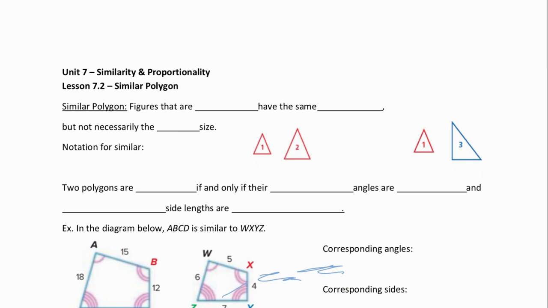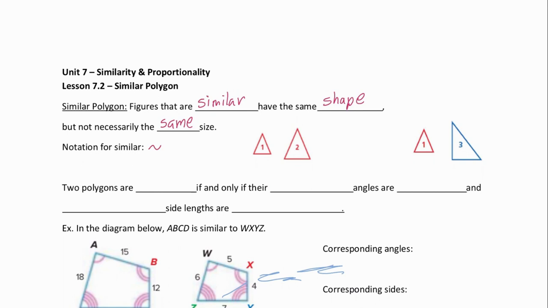Similar polygons are figures that are similar, have the same shape, but not necessarily the same size. When we have notation for similarity, we use a little squiggle. So we use the notation with a little squiggle, and that means similarity.